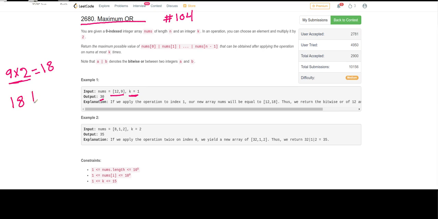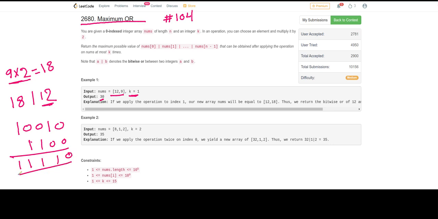Now 18 OR 12. The representation of 18 is 1, 0, 0, 1, 0. The representation of 12 is 1, 1, 0, 0, and the OR of this is 30.